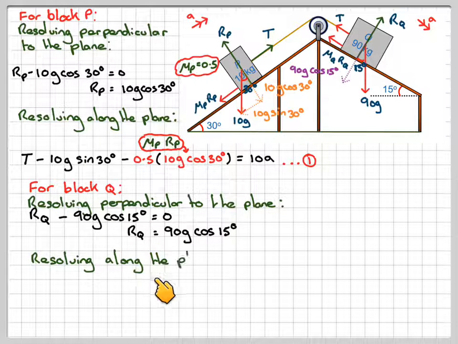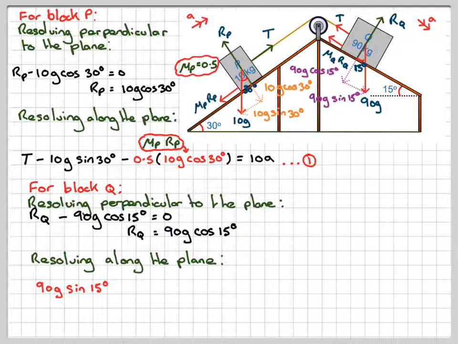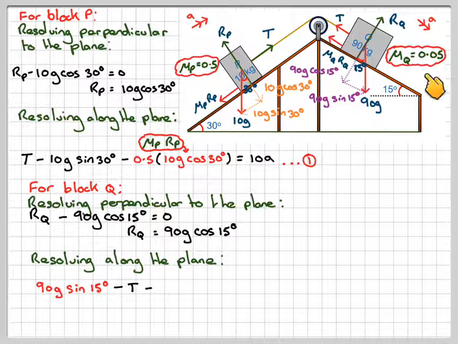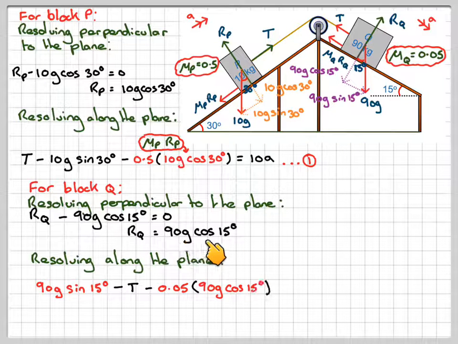And then resolving along the plane, going this way, there's actually no force except this component of the weight here. So this component of the weight will make it go downwards, so it's going to be 90g sin 15. And then going in the opposite direction, we're going to have the tension and the friction, which is going to be 0.05 times my value of R_Q, which is 90g cos 15, and that's equal to the mass, which is 90, times acceleration. We'll call that equation 2.